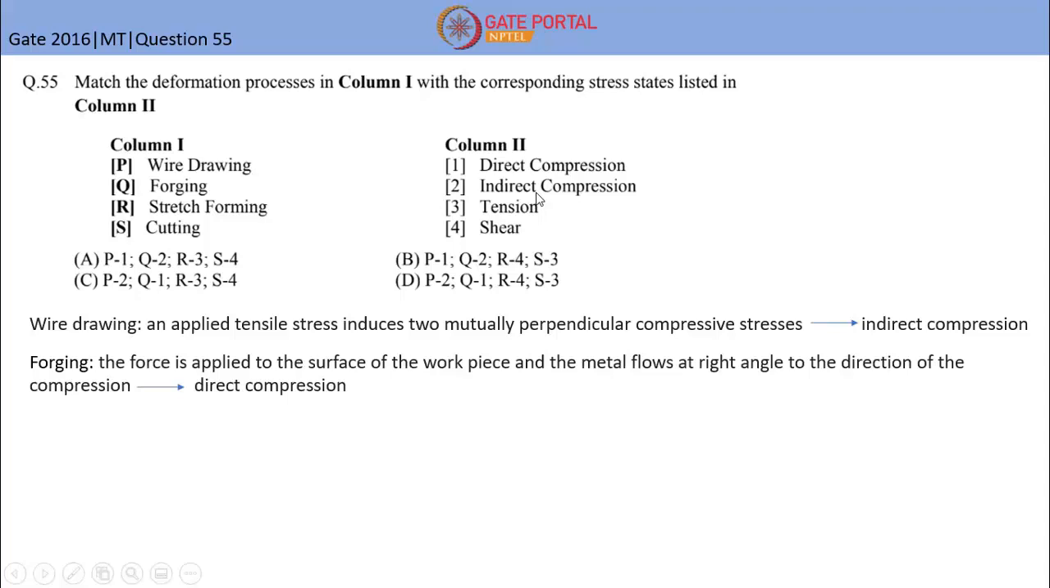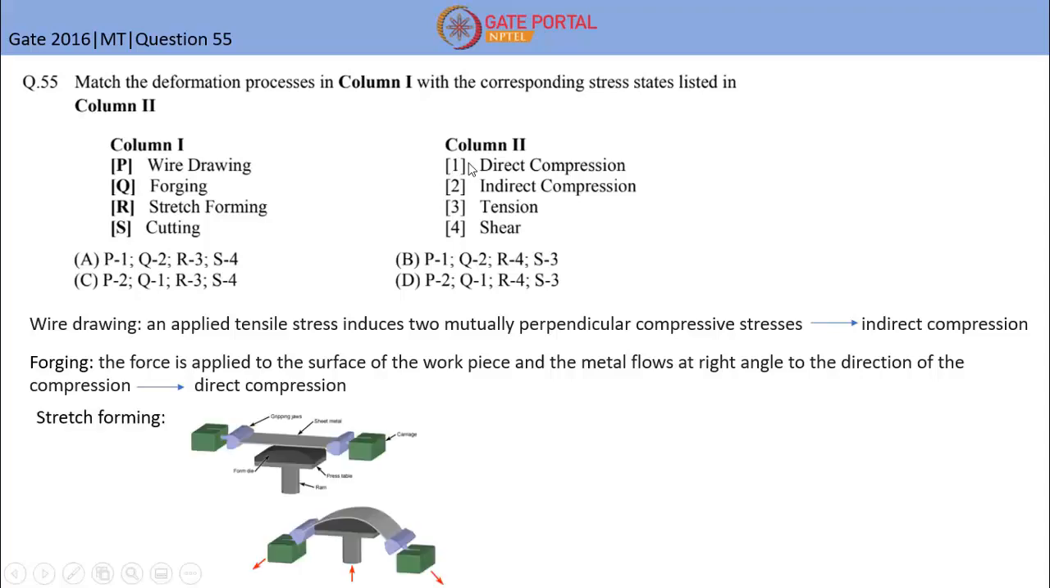Now what is forging? In forging, the force is directly applied to the surface of the workpiece, and the metal flows at right angle to the direction of the compression. Hence it is basically a direct compression. So Q is 1. Now what is stretch forming?